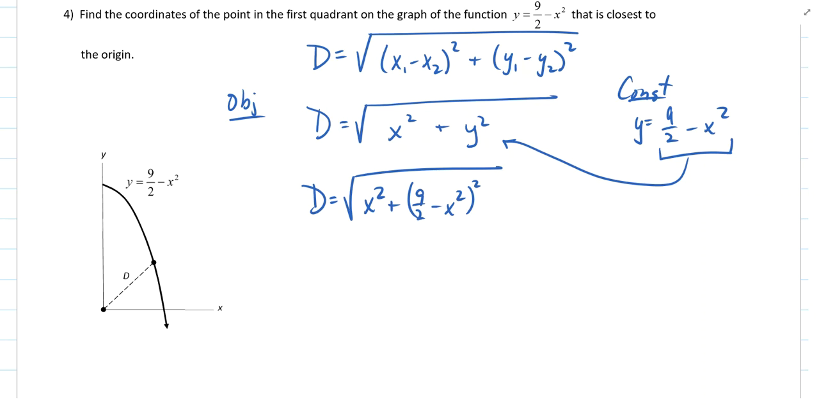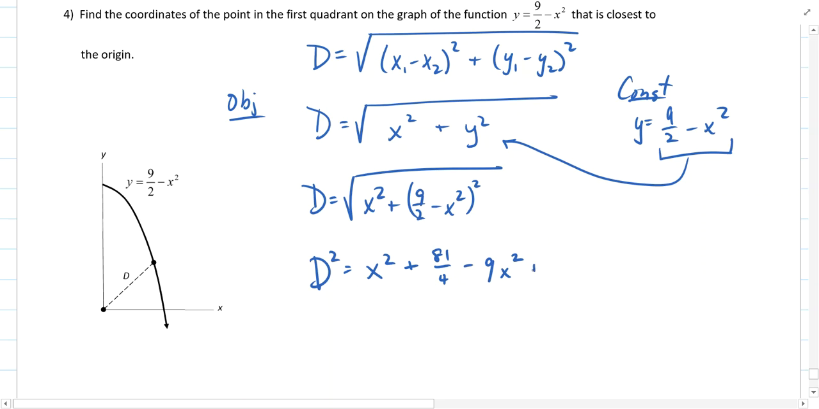I am going to use a trick that we employed in class, and I'm going to square both sides of the equation to say that d squared is equal to x squared plus (9/2 minus x squared) squared. When we FOIL that together, 9/2 squared is 81/4. We get 2 of the outside and inside products, so that's going to be 18/2, or 9x squared, and then plus x to the 4th. So if we were to write this in standard form, we'll see that d squared is x to the 4th minus 8x squared plus 81/4.